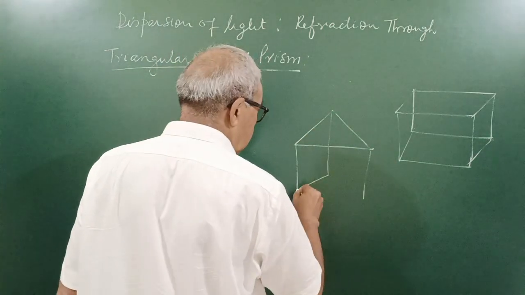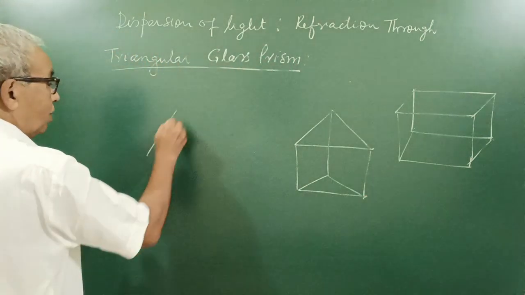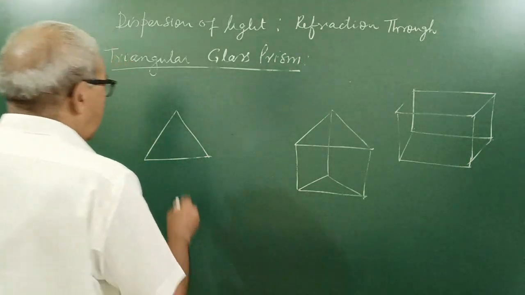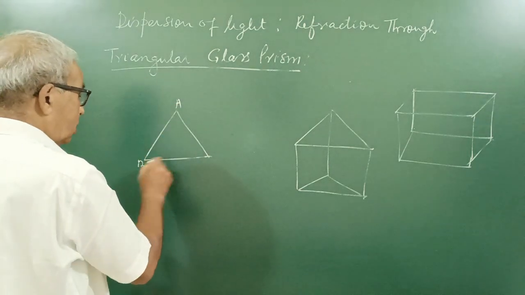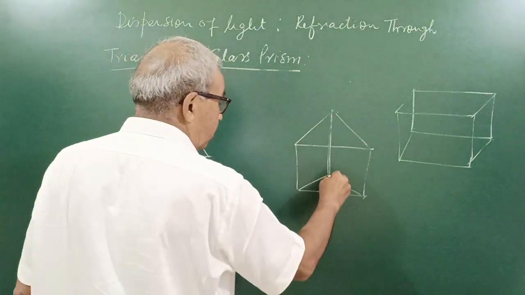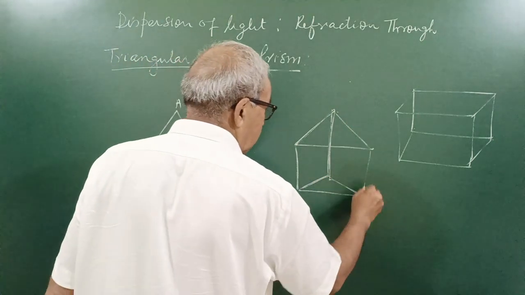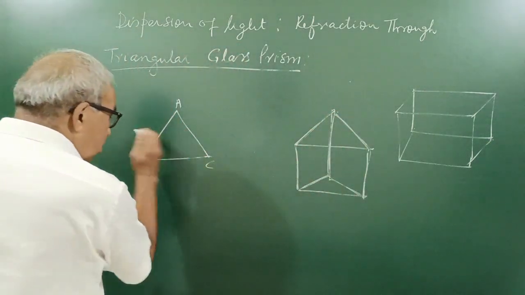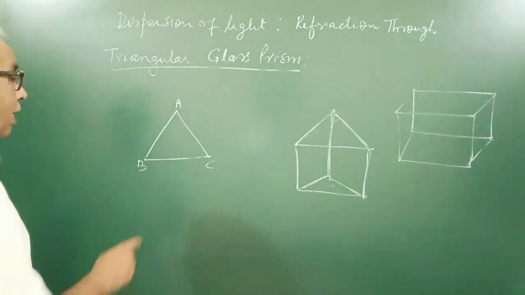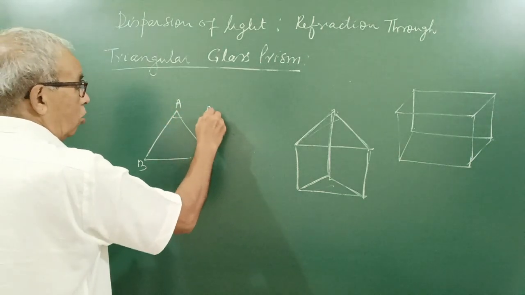But in figures, we represent the prism only like this. First of all, try to understand this. We write it as A, B, C. Actually, this AB face represents this face, and BC this face, and this base represents this one as well. And we write it as ABC. Angle A is called the angle of prism.